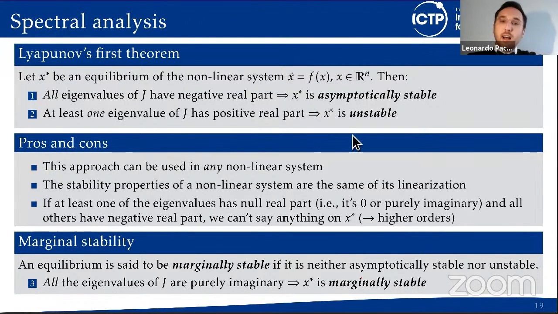So it is a particular case of an equilibrium being neither asymptotically stable nor unstable, because you see that the case in this third point here is one of these cases, but in this case, we can't say anything on the equilibrium. If, on the other hand, all the eigenvalues are purely imaginary, the equilibrium is marginally stable.